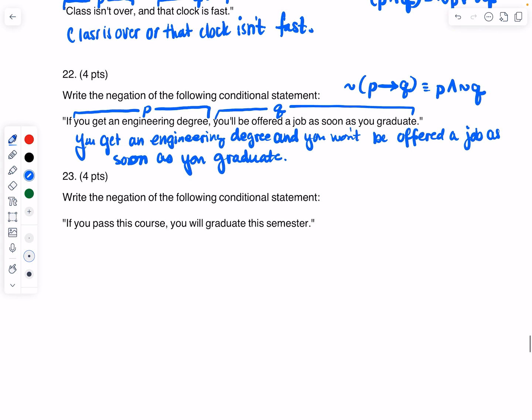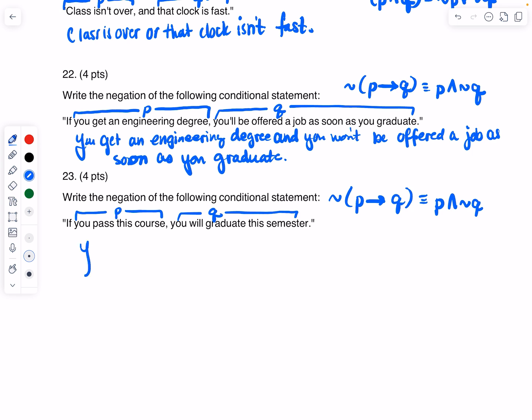Write the negation of the following conditional statement. If you pass this course, you will graduate this semester. So again, if we're taking the negation of the conditional, it's negation of P then Q. That is logically equivalent to P and negation Q. So P is you pass this course, and Q is you will graduate this semester. Okay, so I'm going to write this up.